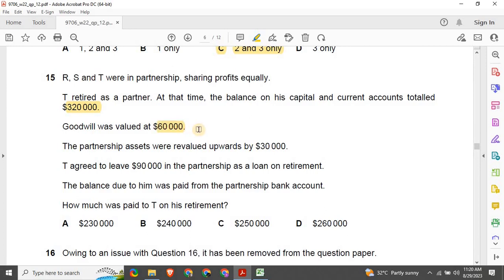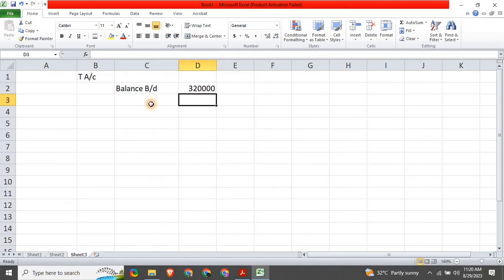So once there is goodwill, what we do is we give goodwill to the partners in the old profit sharing ratio, and we charge goodwill to the partners' accounts in the new profit sharing ratio. Because T is retiring, T will get 1/3 of the 60,000 goodwill and will not be charged. So 1/3 of my goodwill is 20,000. Okay, he will get goodwill of 20,000.